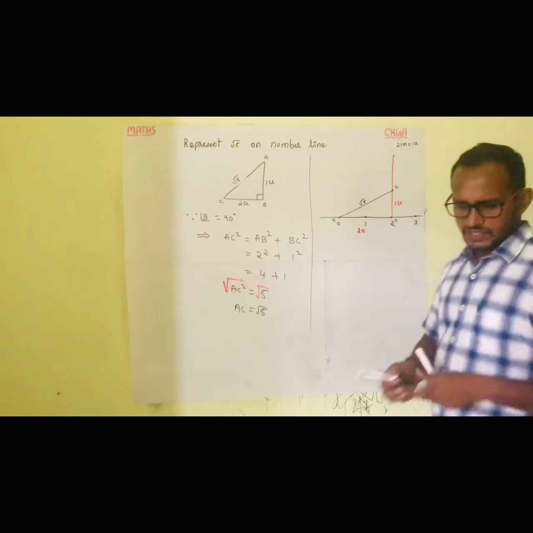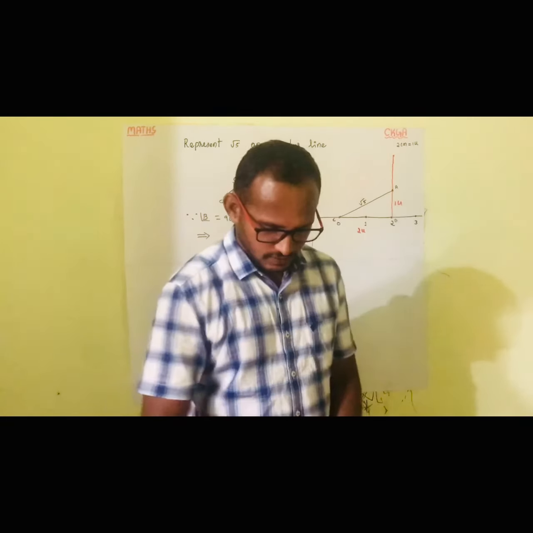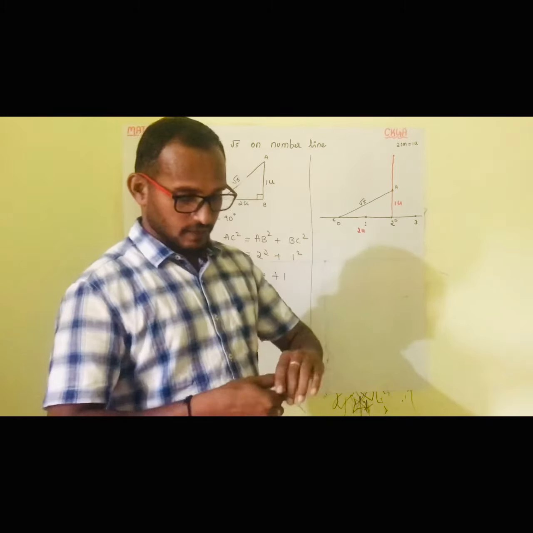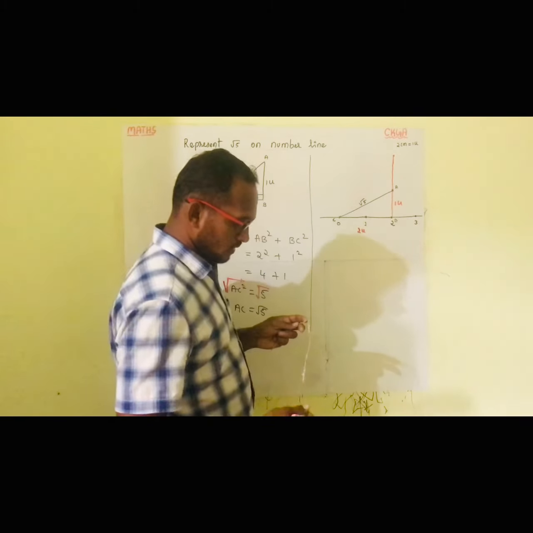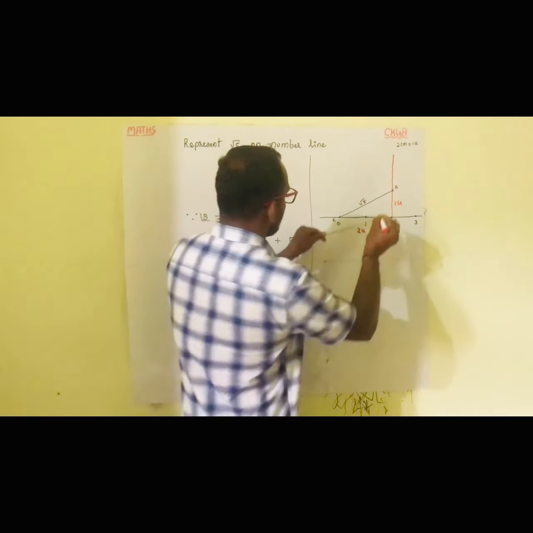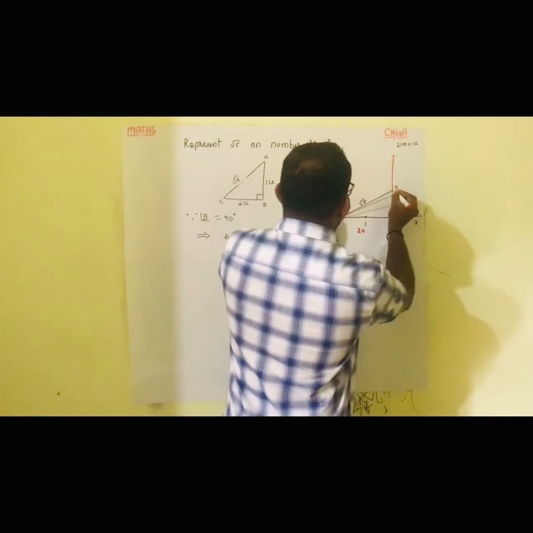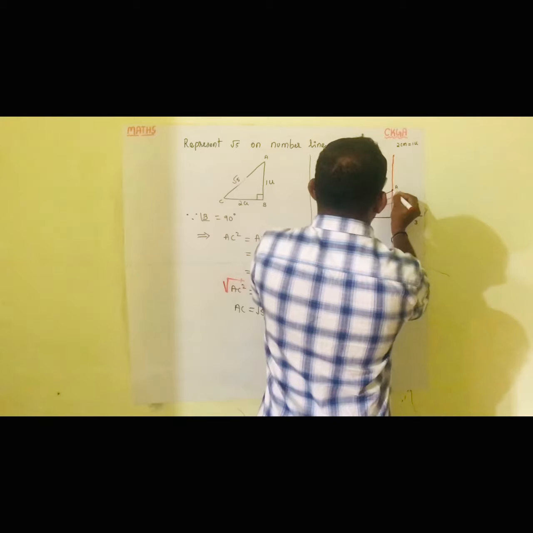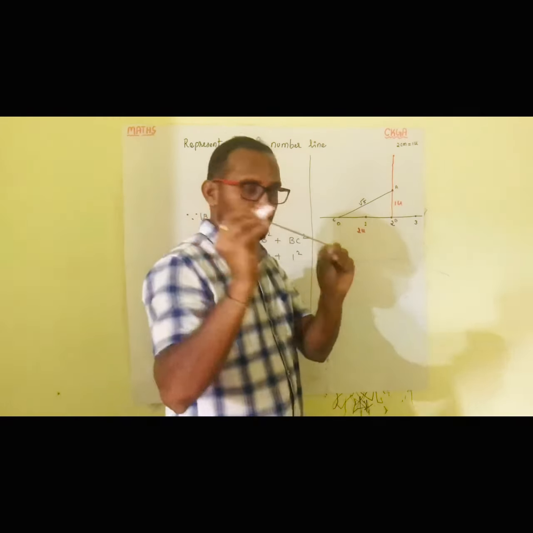Now I'll do this again. I'll take the help of the compass. You can adjust the compass yourself. Use the compass for the length of CA. Just have a look. The length of CA is root 5 length.